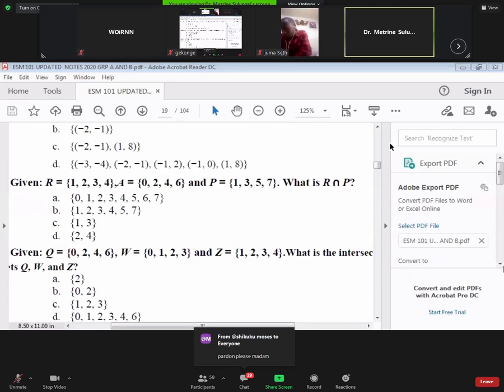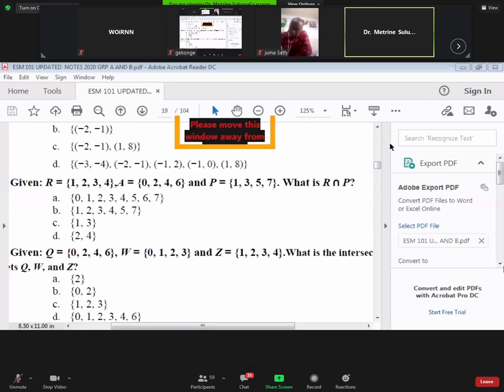Somebody has said, pardon, please. I've given you a question. Given set Q has the following elements, 0, 2, 4, 6. Set W has 0, 1, 2, 3. Set Z has 1, 2, 3, 4.